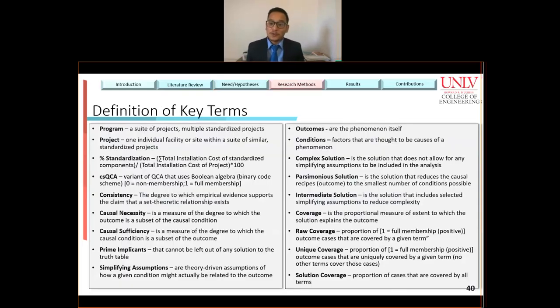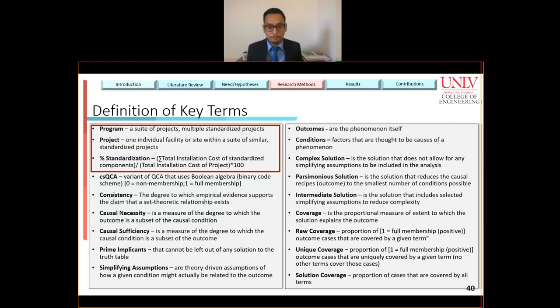Okay, before we move on to the research methods, here are the definitions of some key terms that I will be using in the upcoming sections. For example, program, I have defined as a collection of standardized projects. A project is one individual facility or site, in this case, which has been executed with the standardized strategy. Percent standardization is the summation of the total installation cost of standardized components, divided by the total installation cost of the project. Please take a look at the rest of the terms briefly. I will be discussing most of these terms in the upcoming sections anyway. However, if we have to, we can come back to this if and when needed.